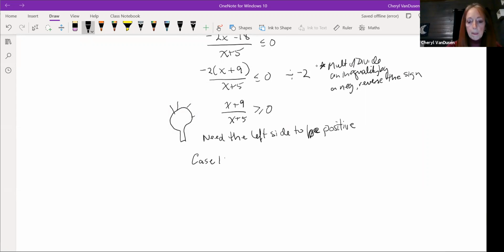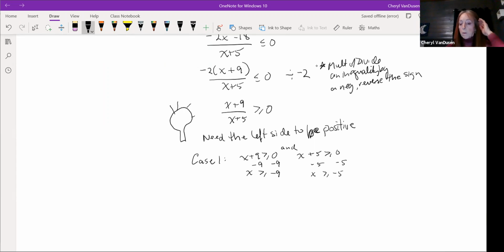Case 1 is x plus 9 is going to be greater than or equal to 0. And x plus 5 is going to be greater than or equal to 0. Put the word and in there. Solve these two little things. So we're going to subtract 9 from both sides. Get x is greater than or equal to minus 9. Subtract 5 from both sides. Get x is greater than or equal to minus 5. And then what we have to do here is we have to reconcile. So now the word reconcile means find where these two things overlap. We're looking for the overlap in these.